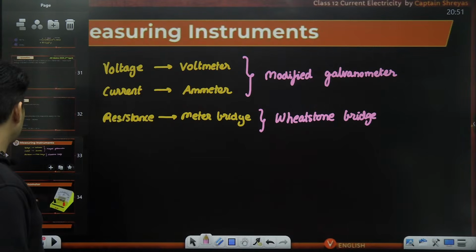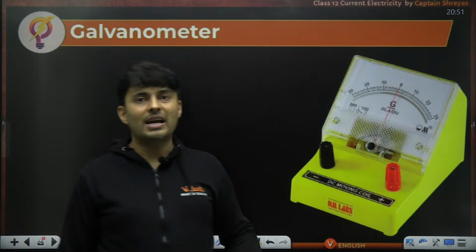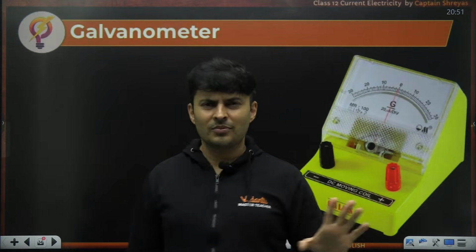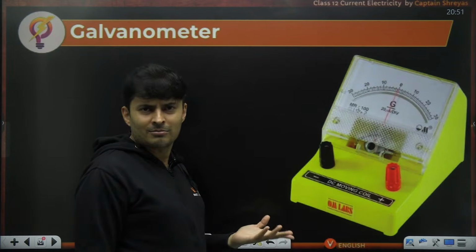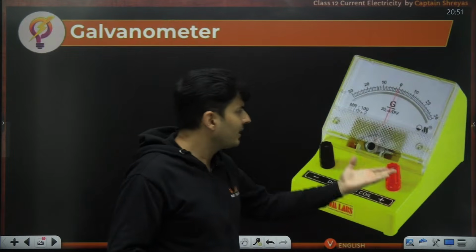Let's see all these one by one. What is a galvanometer? The working principle of the galvanometer will be taught to you after magnetic effects of current, not now, because we have not yet done that chapter. So for now, just take my word that whatever I'm saying is correct.